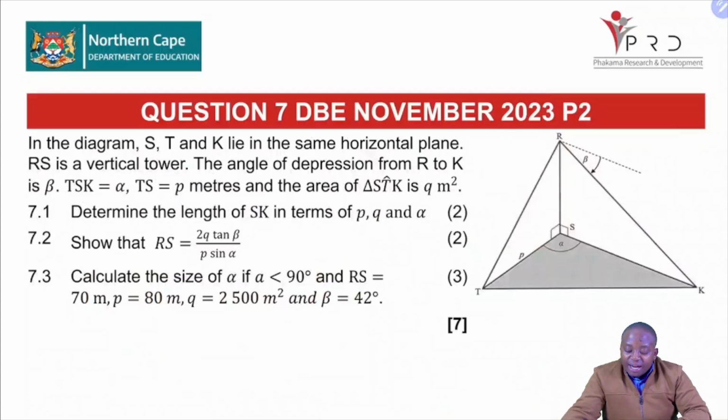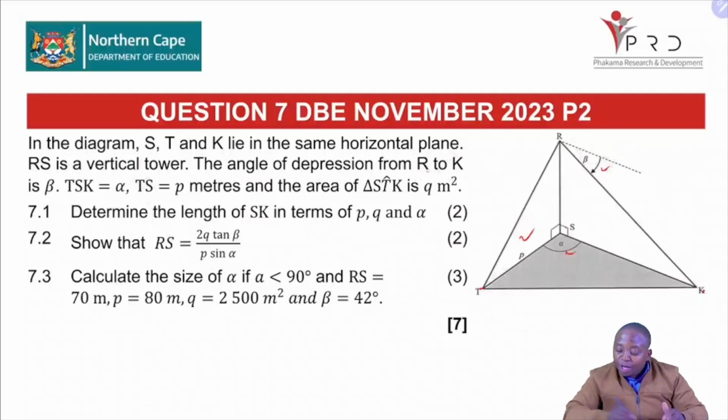Welcome back, grade 12. Let us now look at question 7. It reads as follows: in the diagram, S, T, and K lie on the same horizontal plane. RS is the vertical tower. The angle of depression from R to K is beta. TSK is given as alpha, and TS is P.